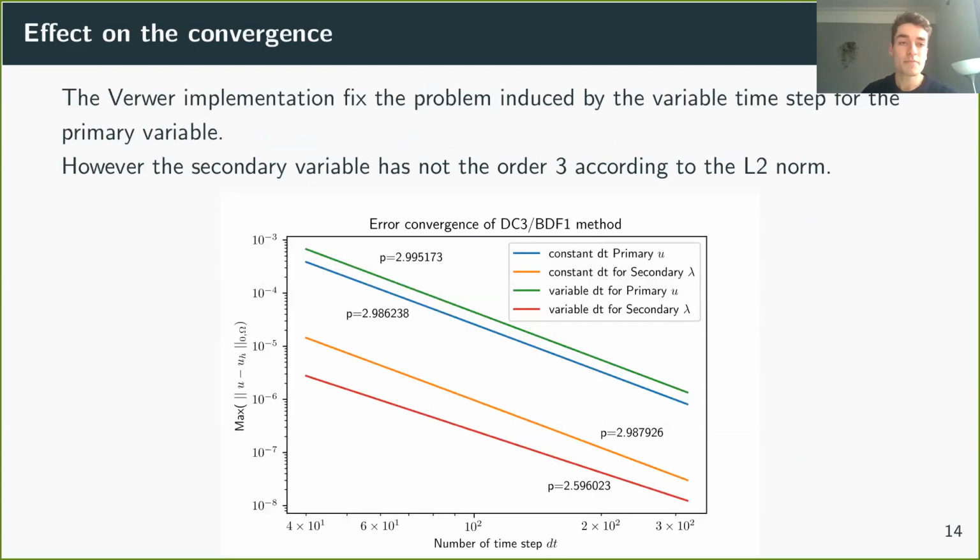Thanks to this new implementation, we can fix our problem of order of convergence. Here we can see on these two curves that whether it's constant or variable time step, we now have the good order of convergence. The problem is that when we check the secondary variable, which is the Lagrange multiplier, we have a reduction of order for variable time step.